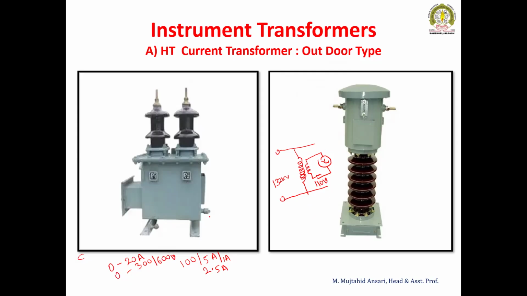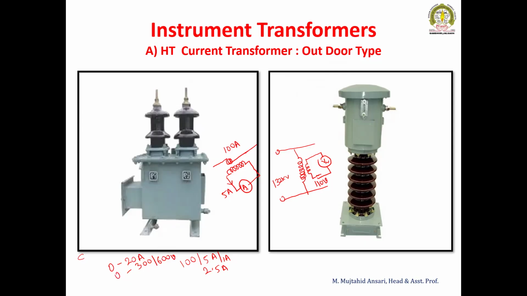Similarly, in case of current, the transformer has fewer turns in the primary side, whereas there is a large number of turns in the secondary side, and here the ammeter is connected. It is, say, 100 ampere in the load circuit, whereas the secondary is 1 ampere or 5 ampere. These are the instrument transformers, the current transformer and the potential transformer, used to step down the quantities for measurement and for protection purposes in the substation.